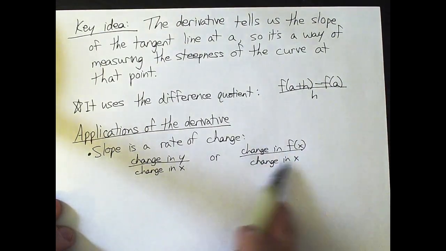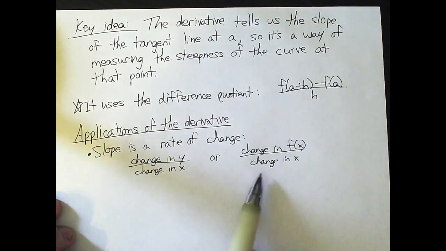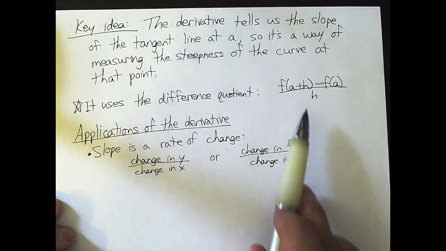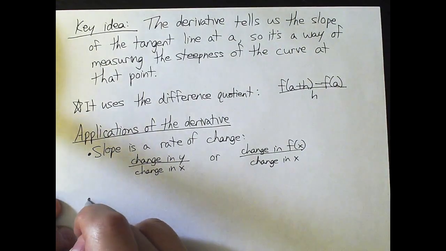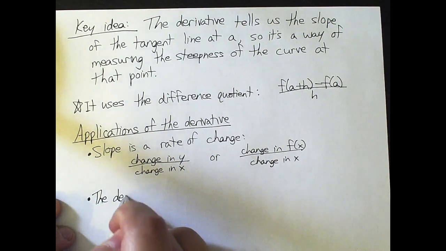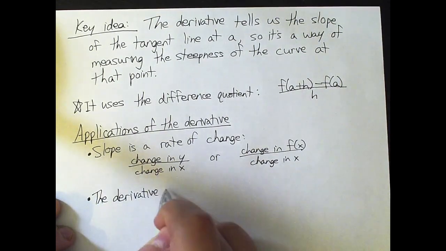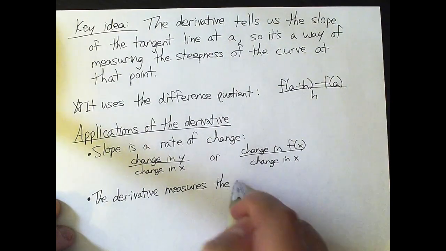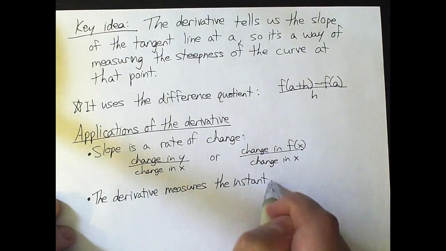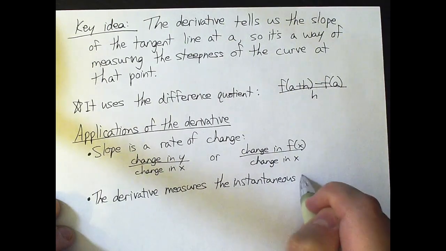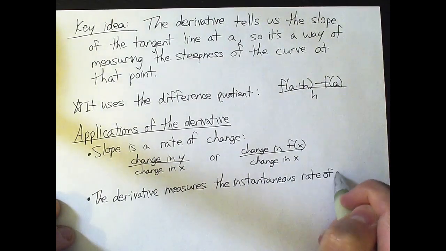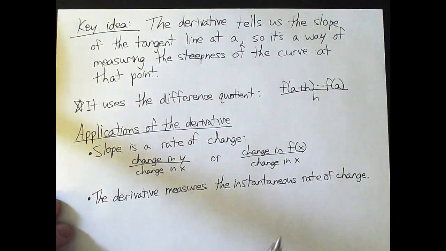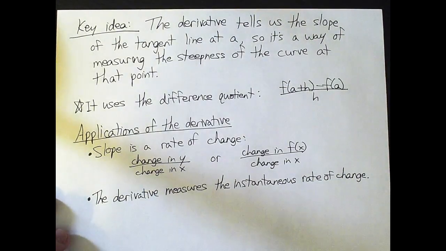Notice that the derivative formula and the difference quotient basically look like this, right? The numerator is the change in f, the denominator is the change in x. We say that the derivative measures the instantaneous rate of change. It's how much the function is changing at that particular moment or at that particular point.